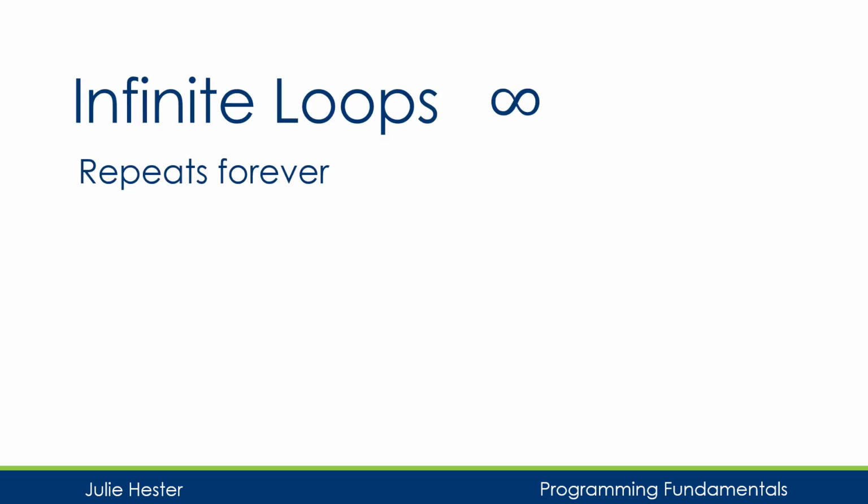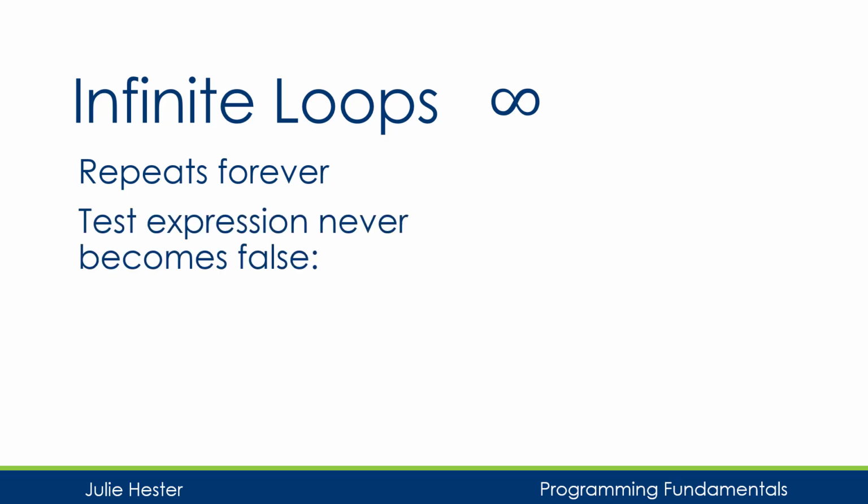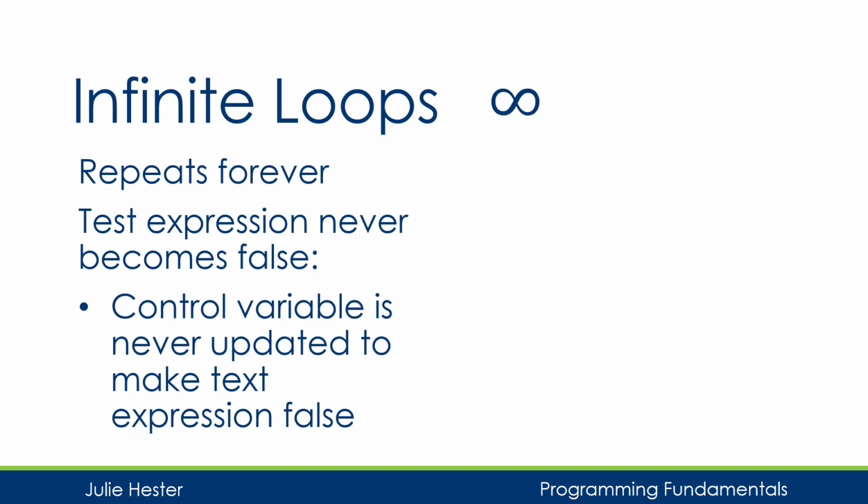Now there's one other situation I want to talk about here, and that's something called infinite loops. And usually when you create an infinite loop, this is something that you did by mistake and you weren't intending to do. And this is a loop that's going to repeat forever. And the reason it's going to repeat forever is that the test expression will never become false. And there are several reasons that can happen. A common reason would be that my control variable is never updated, and so the test expression can never become false.